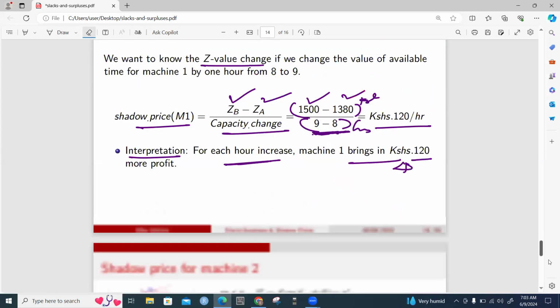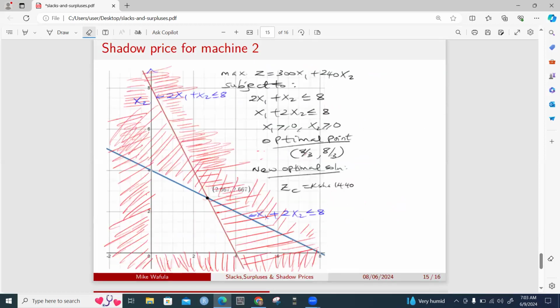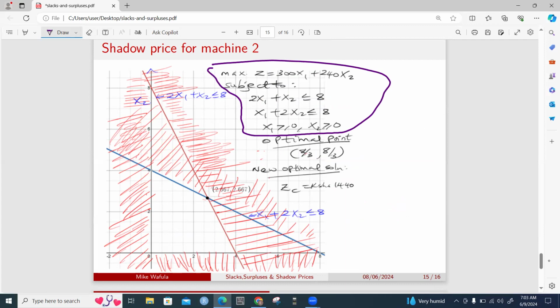So when you do the graphing for machine 2, we have the formulated linear programming model appearing as you can see: 300x1 plus 240x2, the objective function remaining intact. The machine 1 constraint remains intact, but for the machine 2 constraint we change the 7 to 8. And when we plot, the new optimum point is 8 over 3, or rather 2.667.